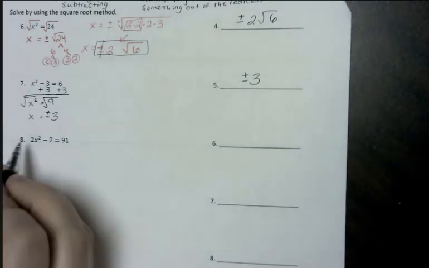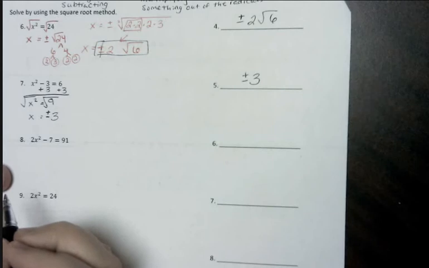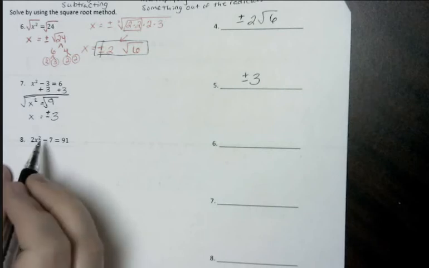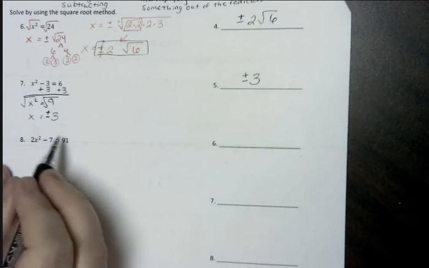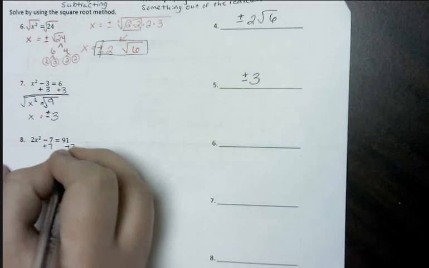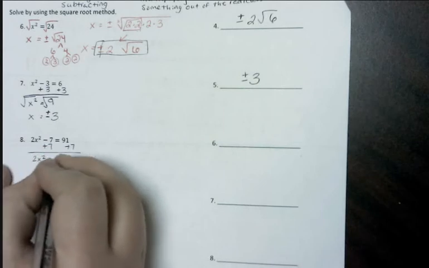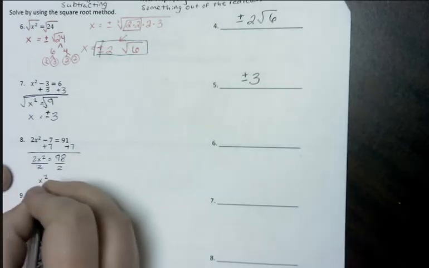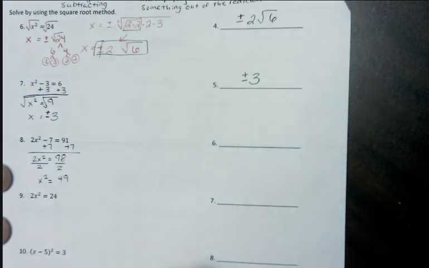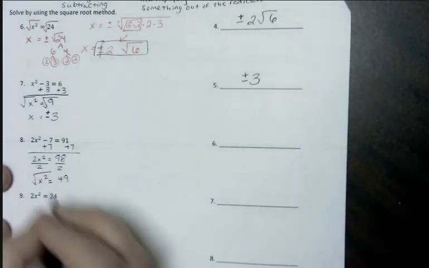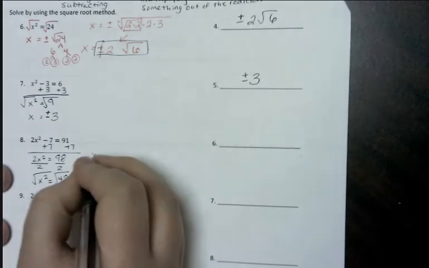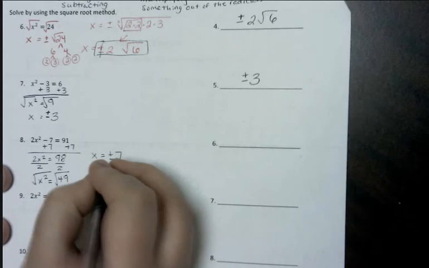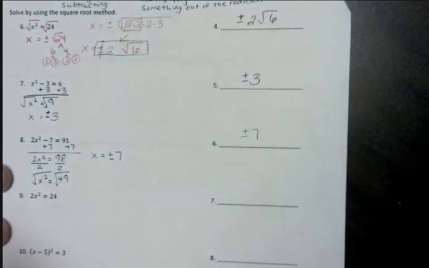Okay, so now on number 8, you have to get that perfect square by itself. So we need to get this x squared by itself. So we have to get rid of the addition and subtraction first. So we need to add 7 to both sides to get 2x squared equals 98. And then divide both sides by 2 to get x squared equals 49. Next, we're going to square root both sides, since that x squared is now by itself, to get x equals 7. And don't forget step 3 says not to forget that plus or minus. So guys, whenever you're using this square root method, you're always going to have that plus or minus in your answer space.